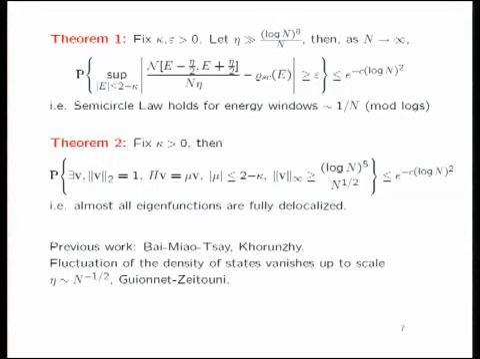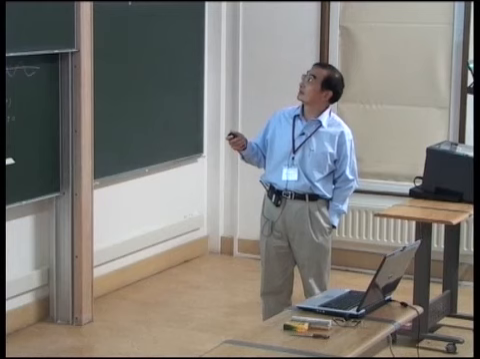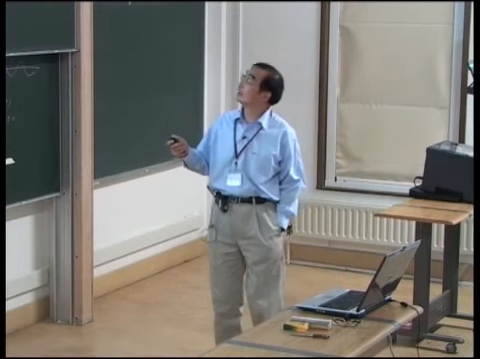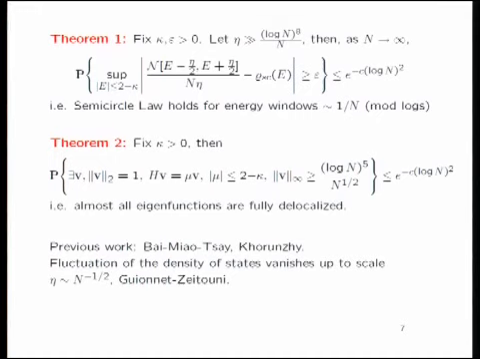We look at the number of the eigenvalues, and this divided by this width times n, and this is the density, minus the Wigner semicircle law. And if this is bigger than epsilon, then the probability is exponential minus some constant times log n squared. So this is a very, very tiny number. So this is about the density of states.